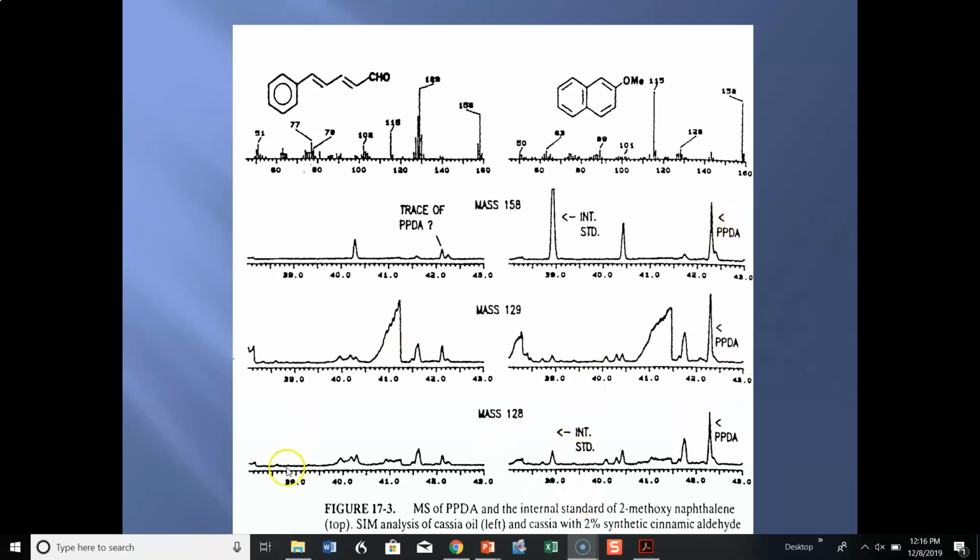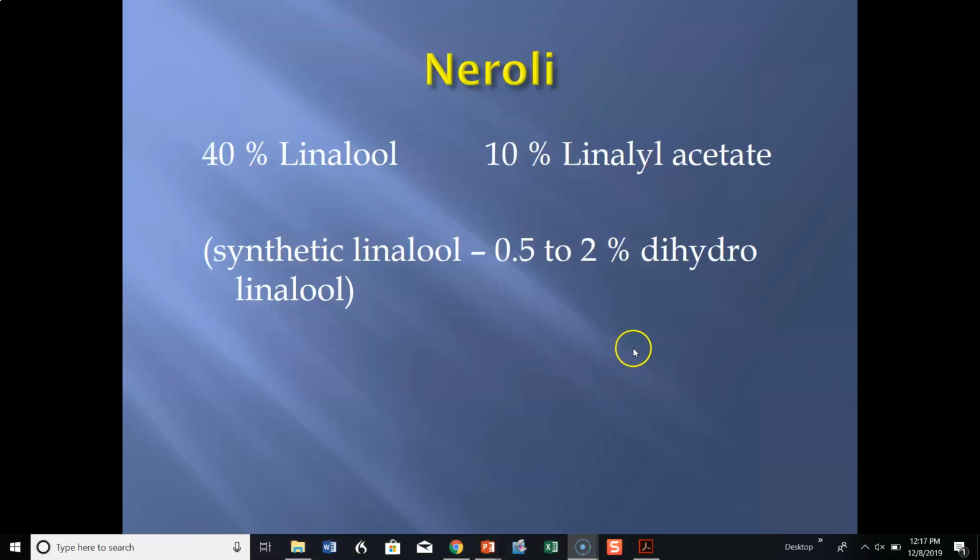So for essential oils that have cinnamic aldehyde in them, you can look for these three ions occurring at the right retention time as being indicative of being adulterated with synthetic aldehyde.